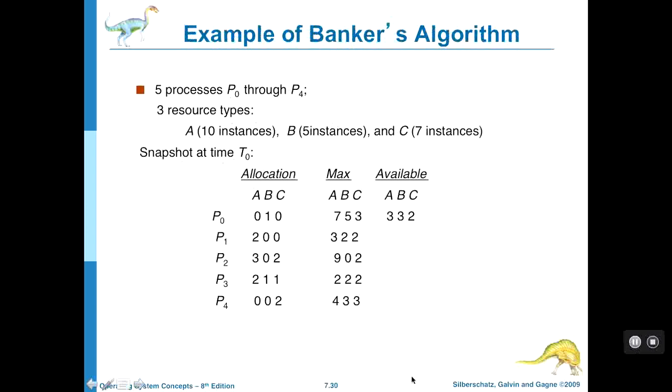So here's an example of a system state, a snapshot at time 0. We have 5 processes, P0 through P4, and 3 resource types, A with 10 instances, B with 5 instances, and C with 7 instances. And so the allocation data set we talked about, and basically this is the number of resources currently allocated to each process. And of course the max column is what they have said is the maximum they will ever use. And available is what's left in the system.